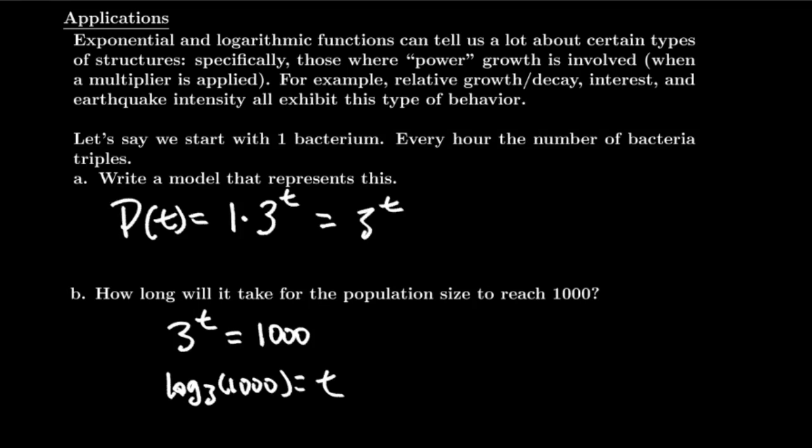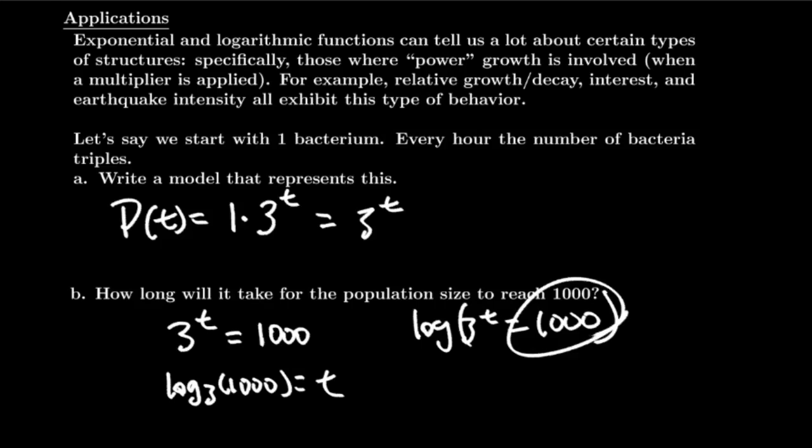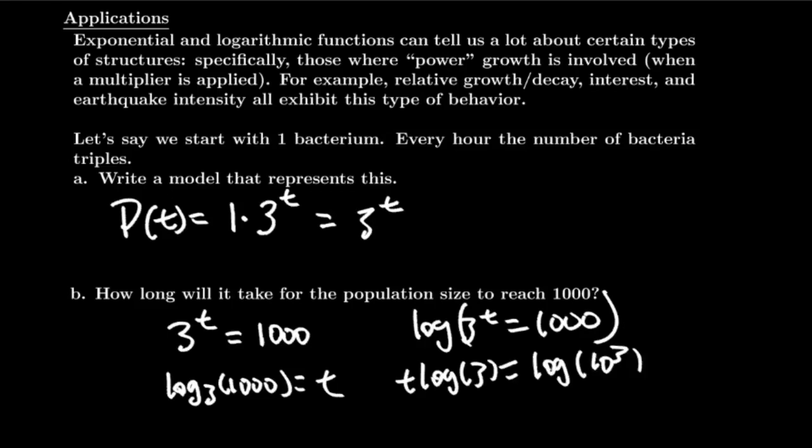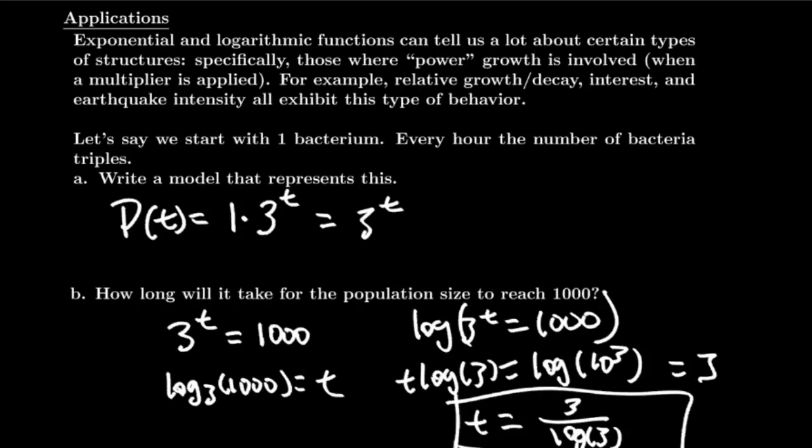Or you can think of it like this. 3 to the t equals 1,000. You can apply log to both sides. I chose base 10 because then we can do something with this. So we end up with t log of 3 equals log of 10 cubed. So that's going to make it so that we just have 3. So we have t equals 3 over log of 3. So these are actually both the same thing, just in different ways.